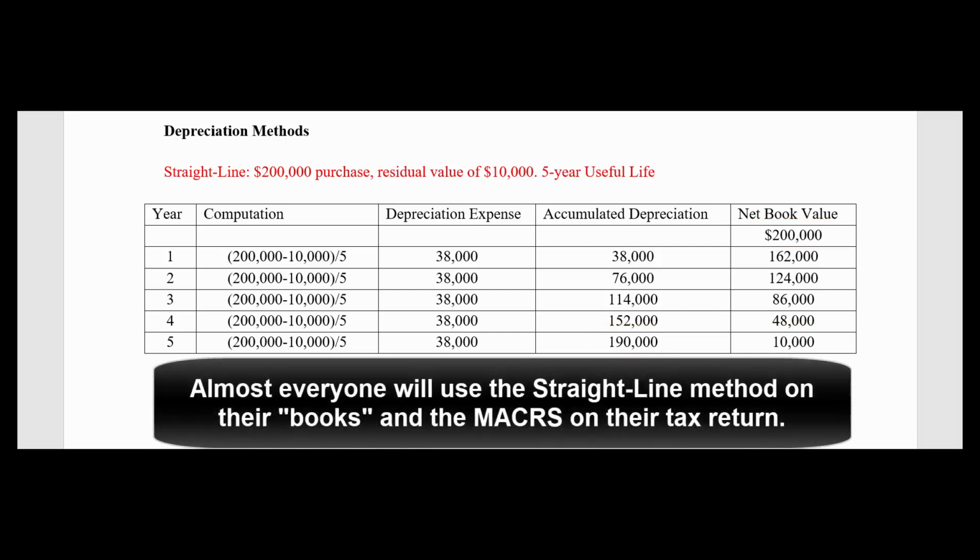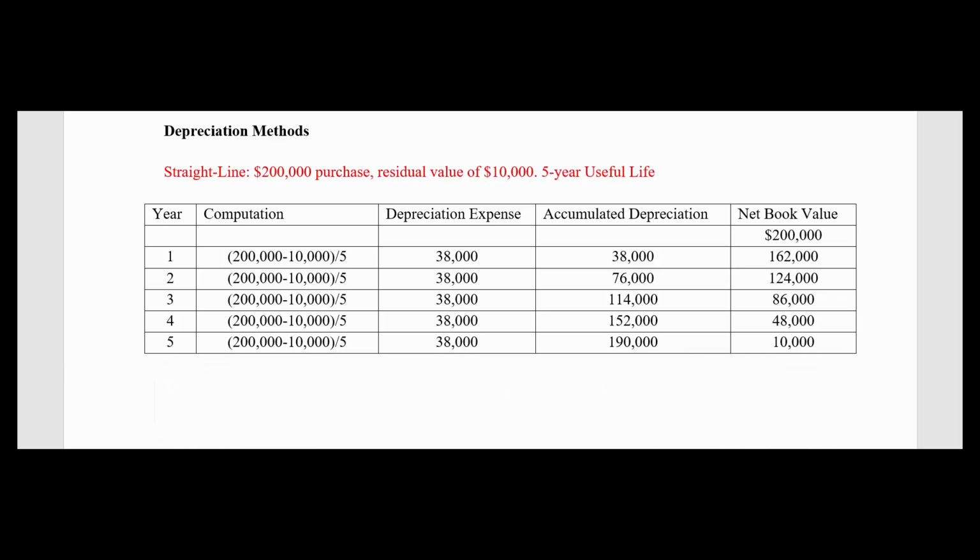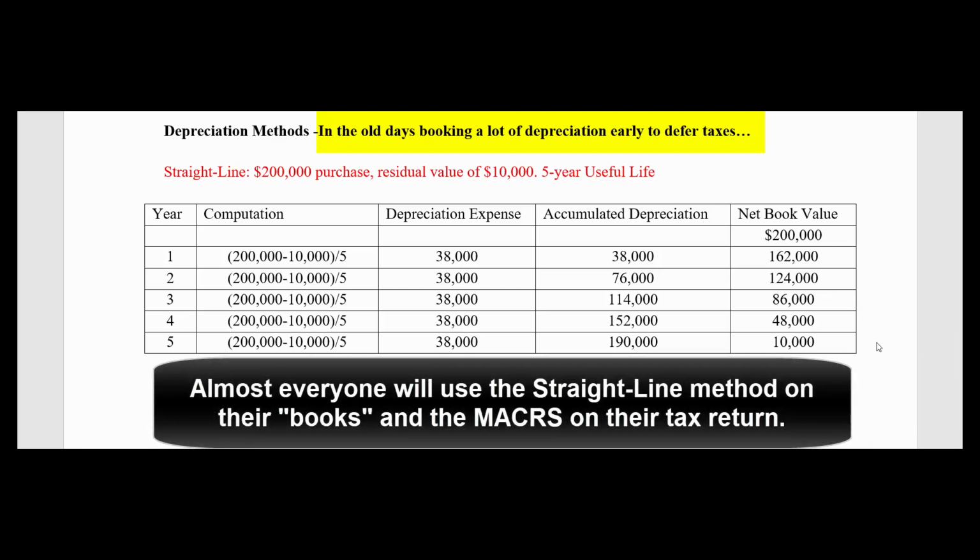And this is the method that almost everybody uses on their books. And nowadays they use the modified accelerated cost recovery system from the IRS on their tax returns. But in the old days, there was no MACRS. There was no modified accelerated cost recovery system. So everybody used a bunch of different depreciation methods with the notion that they wanted to book as much depreciation expense in the early years so they could reduce their tax bill as much as possible in the early years. Accounting textbooks still cover these other methods, so let's talk about them. But what's going to happen is out in the real world, we're going to use straight line on our books and modified accelerated cost recovery system on our taxes.